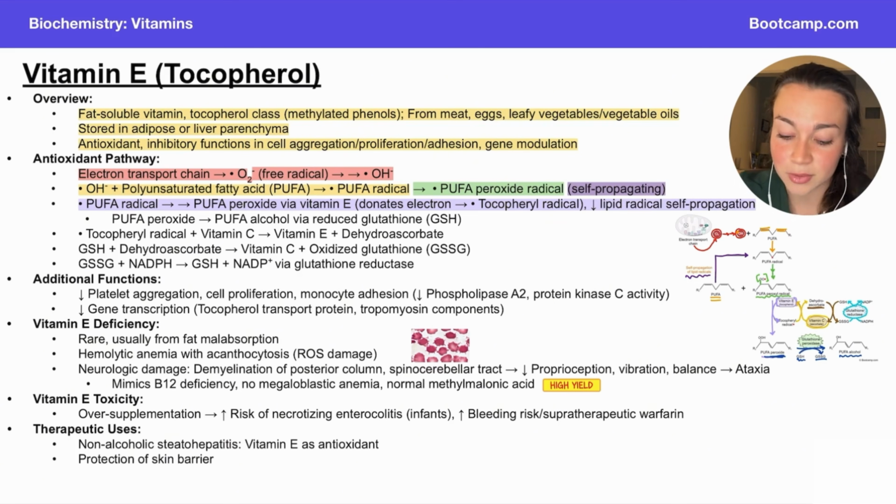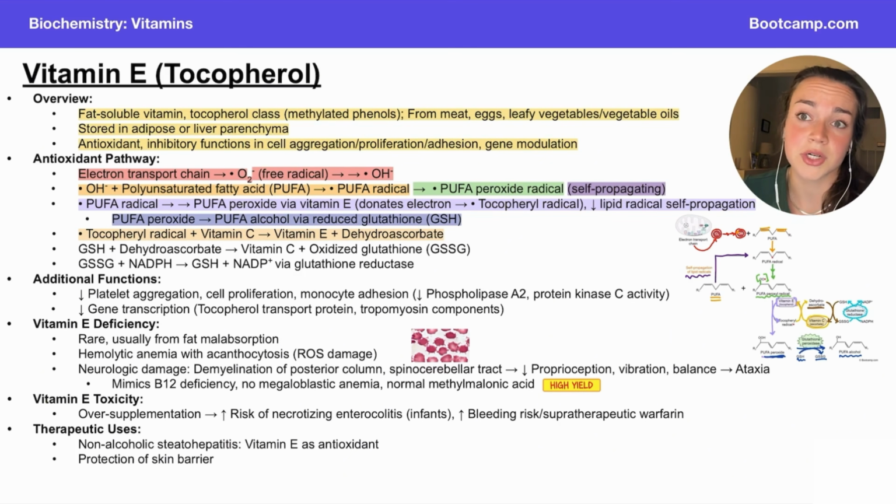We could take that PUFA peroxide and turn it into the alcohol form of that polyunsaturated fatty acid with the help of reduced glutathione. And then what was the fate of our tocopherol radical, or the radical form of our vitamin E? Well, with the help of vitamin C, we could replenish that vitamin E. Vitamin C could take that radical and form dehydroascorbate.